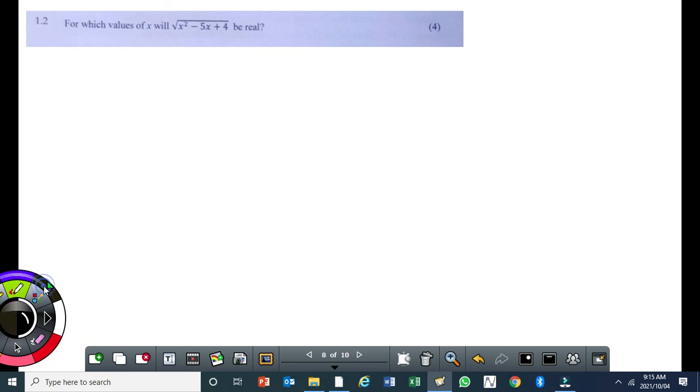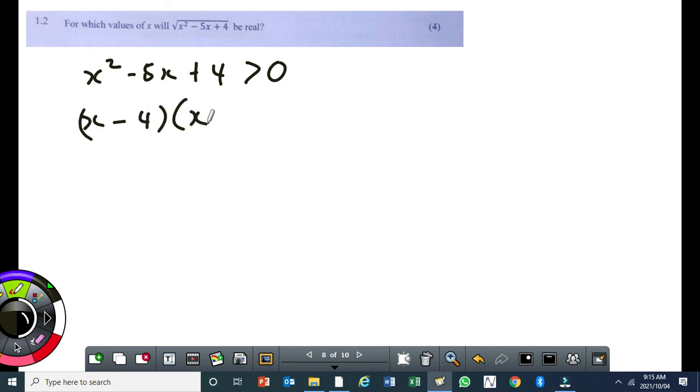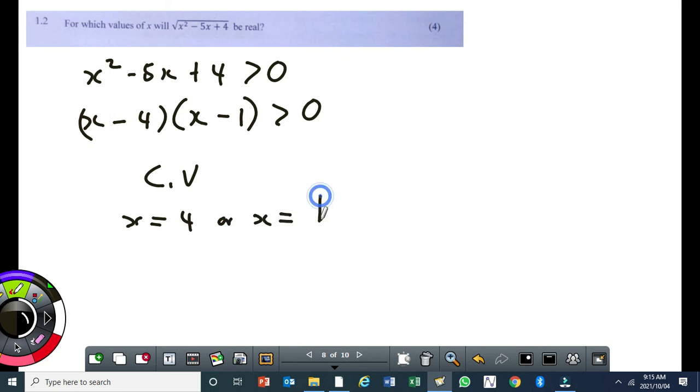So you have to know how to solve inequalities. All you had to do was to say x squared minus 5x plus 4 must be greater than 0. Then you factorize this to be x minus 4 times x minus what? That will be minus 1. Greater than what? 0. So if we check this, it means your critical values, you equate those binomials to 0, so you get x equal to 4 or x equal to 1. Those are your critical values. Then you use the number line.